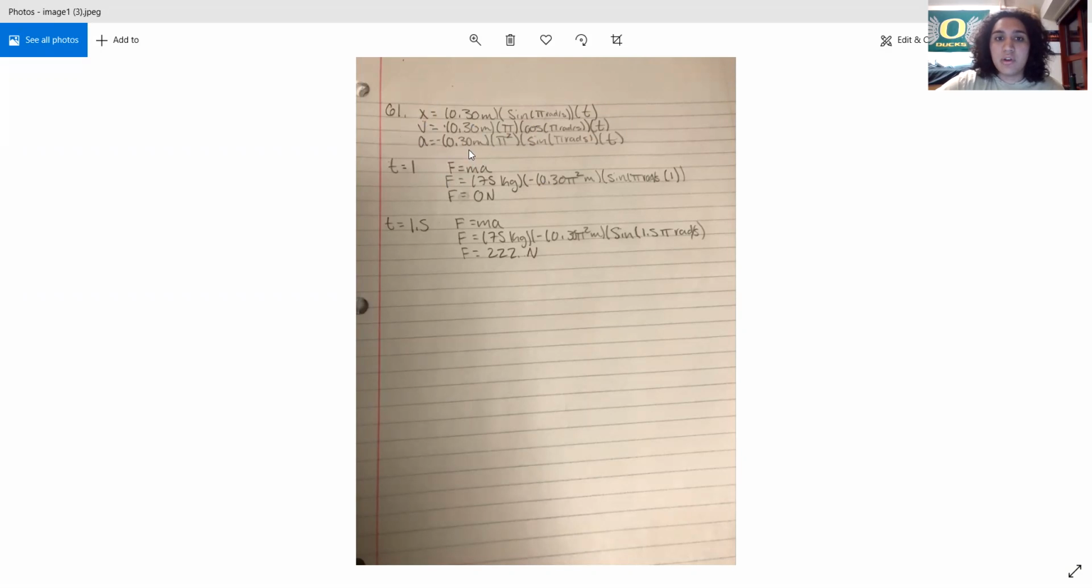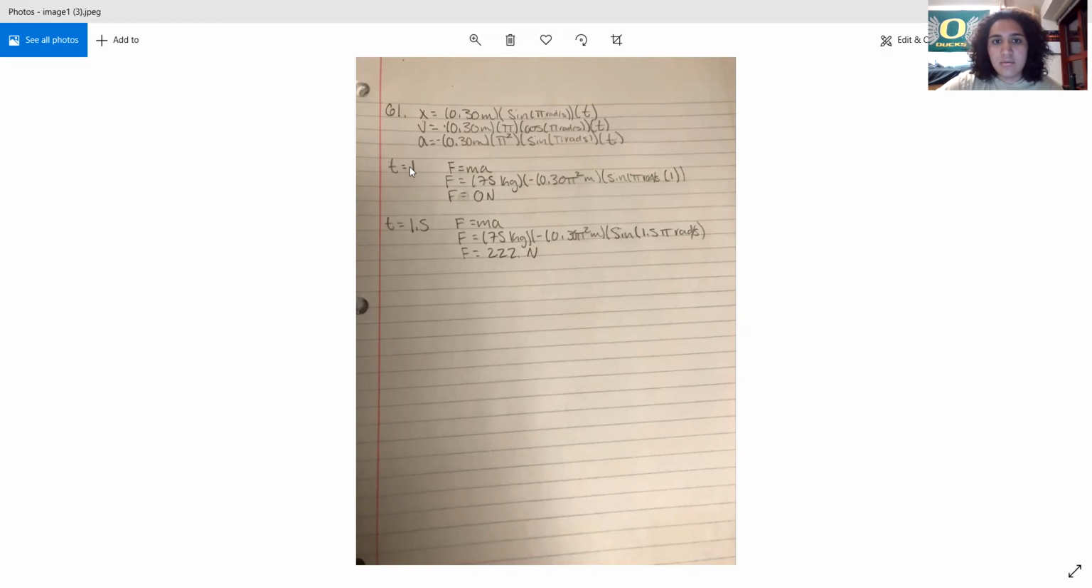negative 0.3 meters multiplied by pi squared, because you have your chain rule within taking the derivative of your sine and cosines. And then your t is what you're taking the derivative relative to, so it's just going to stay as the t within the sines.